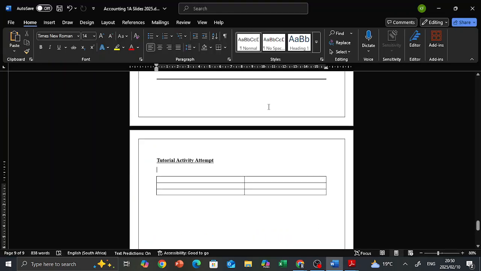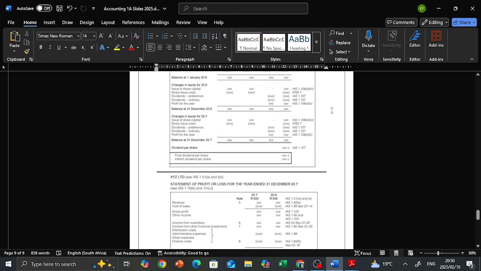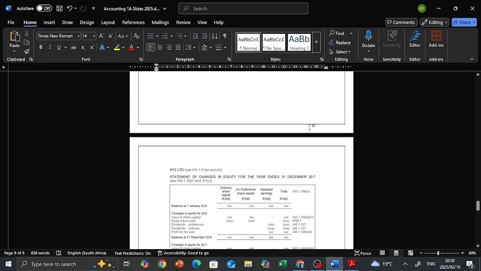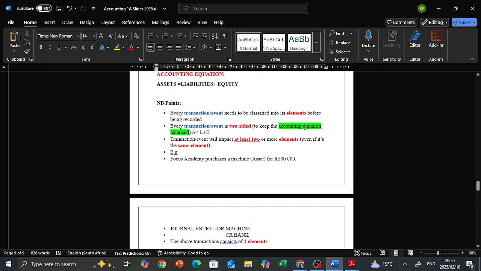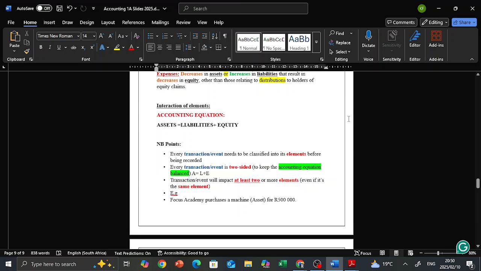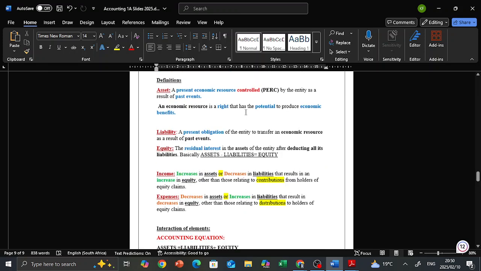Let's go up here to the slides that I presented to you guys, so that I can show you the definitions that I taught you, as well as the definitions of the IFRS standard that you will be expected to follow when you are writing your assessments. Okay, here you go. Here are your definitions. Asset: present economic resource controlled, right? PERC, remember it as PERC, right? By the entity as a result of past events. Someone in the chat box said, is it a right? Yes. An economic resource, which is what an asset is essentially, is a right.